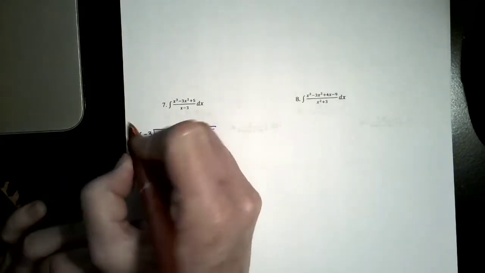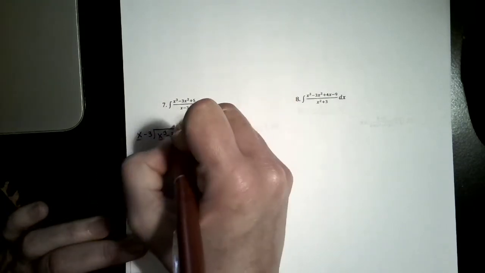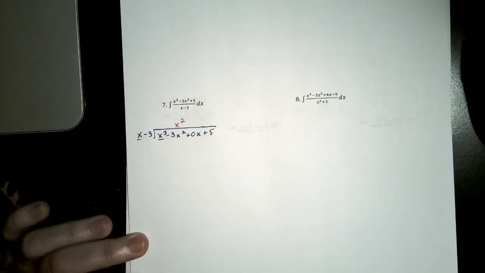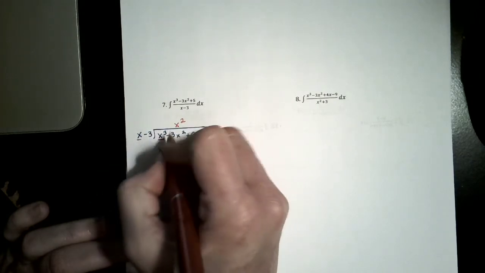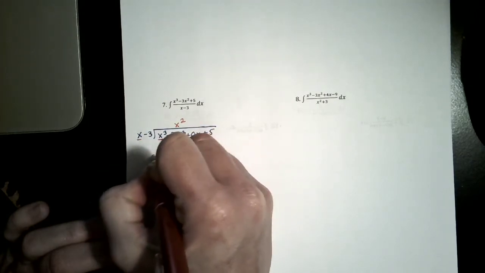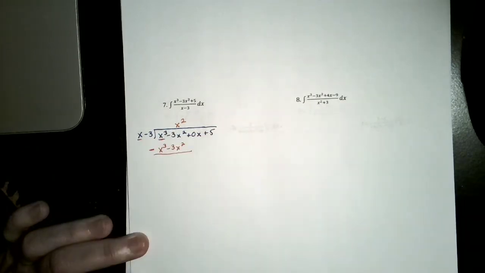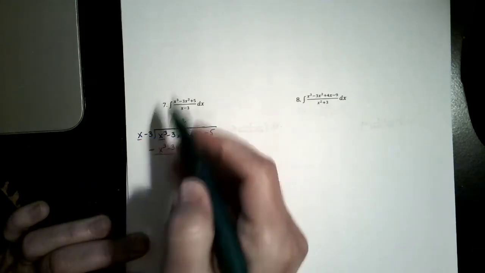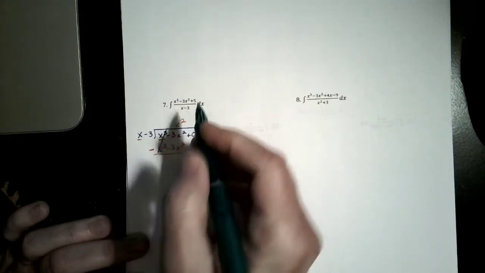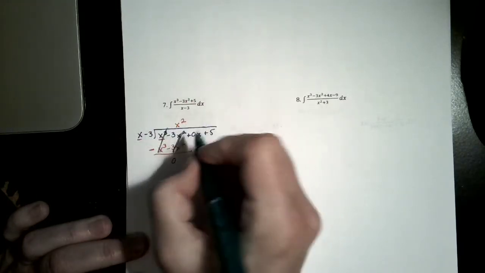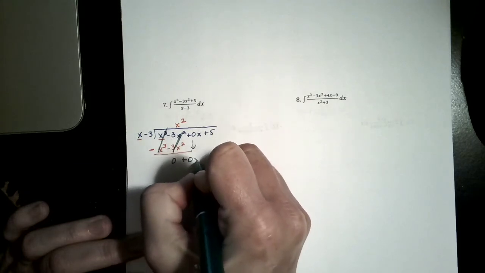Okay, let's divide. X goes into x to the third, x squared times. X squared times x is x to the third. X squared times negative 3 is negative 3x squared. And I subtract. X cubed minus x cubed cancels. Negative 3x squared minus a negative 3x squared, that also cancels. So that's 0. And I bring down the next term.